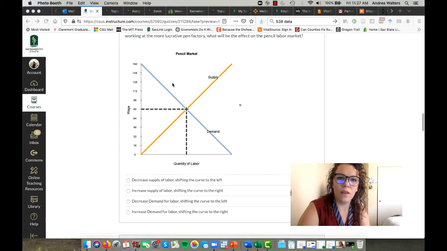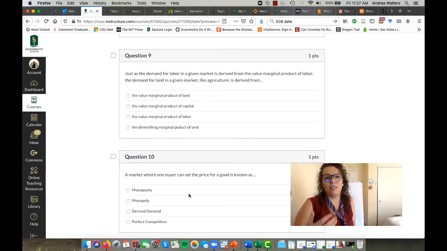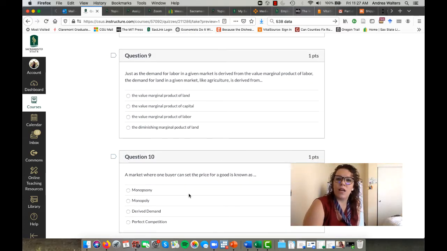So we come back here to the question, if workers are going to leave the pencil labor market to go into the pen labor market, it's going to decrease the supply of labor, shifting the curve to the left. Question 9, just as the demand for labor in a given market is derived from the value marginal product of labor, the demand for land in a given market, like say agriculture, is derived from the value marginal product of that land. So hopefully that was pretty straightforward.